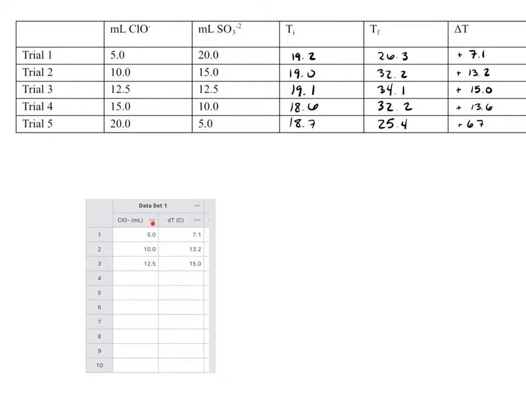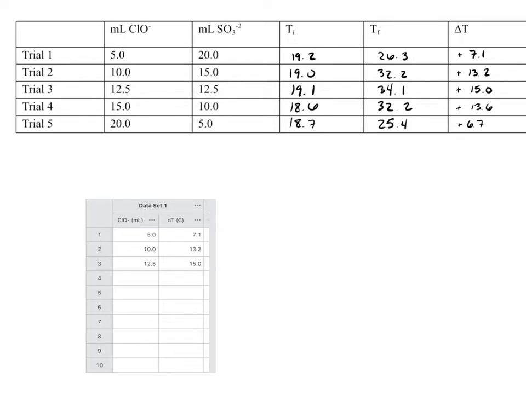And if you click on the three dots, you can rename them and identify them as delta T, and it also allows you to put in the unit for degrees Celsius, and also for the X, ClO minus, and I put in the unit of milliliters. So I start putting in my data. I put in the 5, 10, and 12.5 milliliter data points for the ClO minus, and then I put the corresponding changes in temperature along with them.